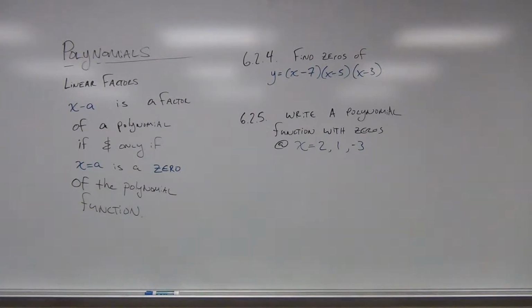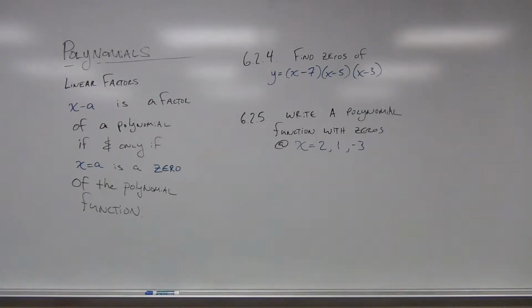There's something kind of neat about factoring polynomials when you correlate that information with the graph of the related polynomial function. What we know is that x minus a is a factor of a polynomial if and only if x equals a is a zero of the polynomial function.